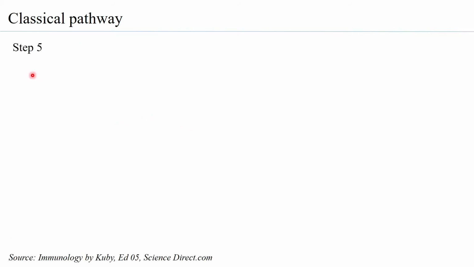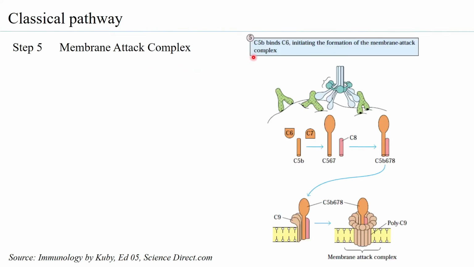Now we go to the next step. What we have now is the climax, and that is the formation of what we call the membrane attack complex. Like we observed, once C5b forms, it binds to the membrane, or the surface of the pathogen. Once it is bound to the surface of the pathogen, it will immediately bind to C6 and get stabilized. Once you have the C5b C6 complex formed, it also recruits another component, and that is C7.